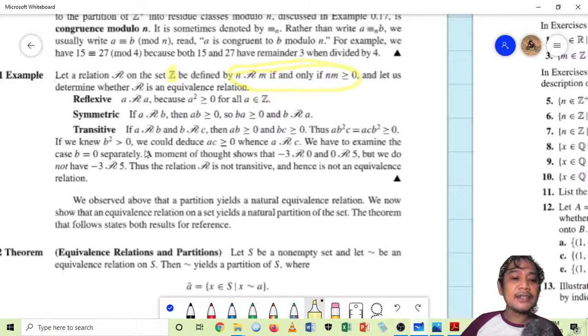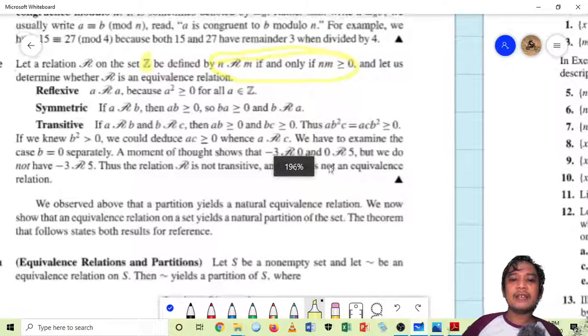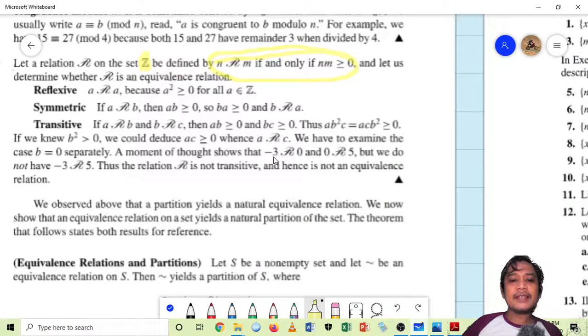Meaning, it cannot be proven that the relation is transitive. If that happens, that you cannot prove a conjecture and you think that it is false, what you would do is to disprove. We disprove by showing a particular case wherein the statement which we want to prove is not true. We call that a counter example. Okay? So here, it is taken into a particular case wherein the first element is negative 3, the second is 0, the third is 5.